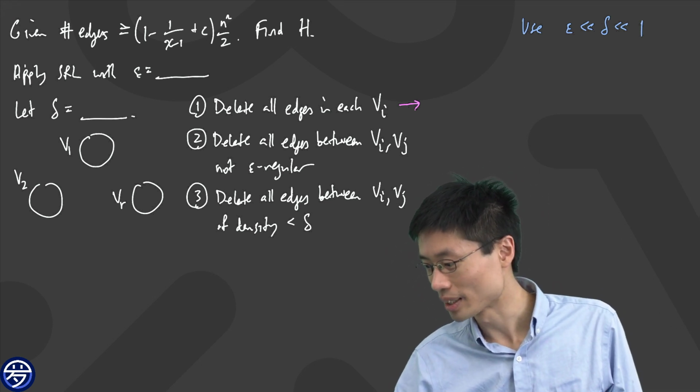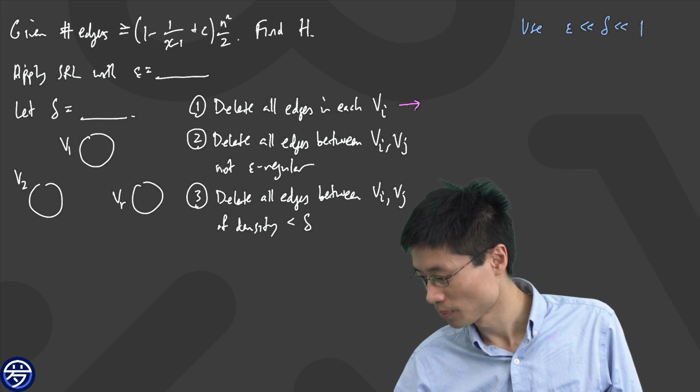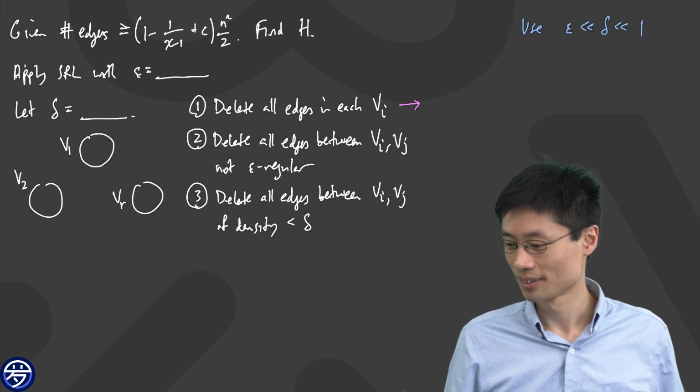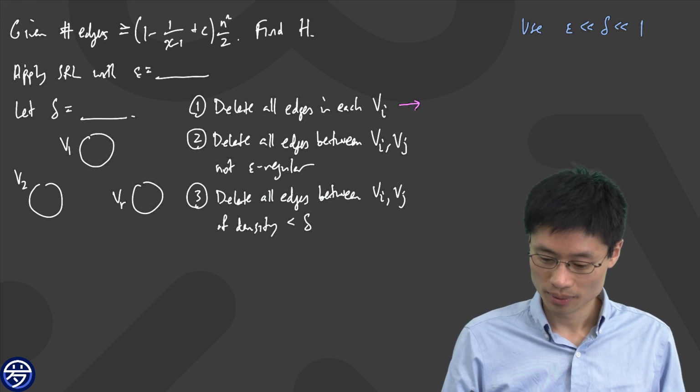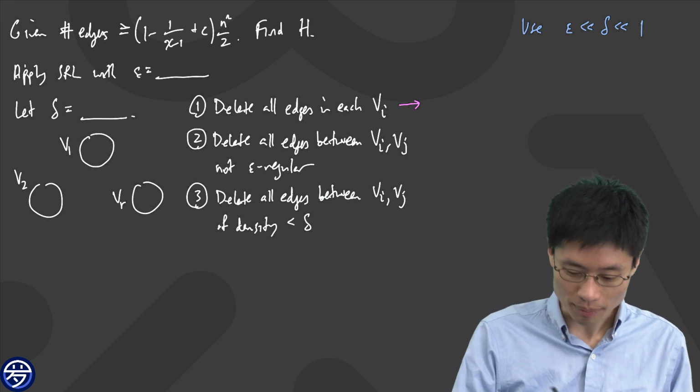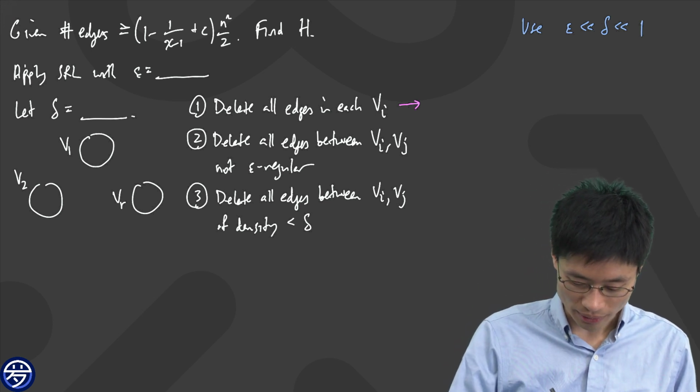How many edges? I want an upper bound on how many edges. Yes, I see Anthony. So it's not written here, but the size of each cluster is m, right? Oh, yes, you're right. So the size of each cluster is m. Thank you for asking. So we'll put that down over here.